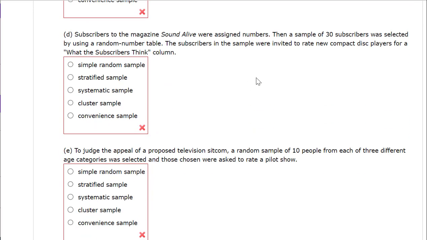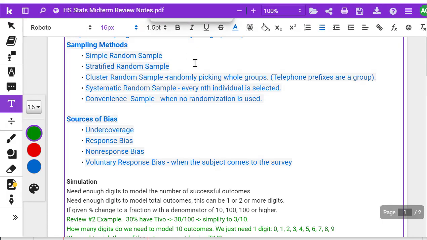Subscribers to the magazine Sound Alive were assigned numbers, and a sample of 30 subscribers were selected by using a random number table. The subscribers were invited, and so on. So anytime you use a random number table and you're selecting, so you're selecting from number every individual and use random numbers to select.